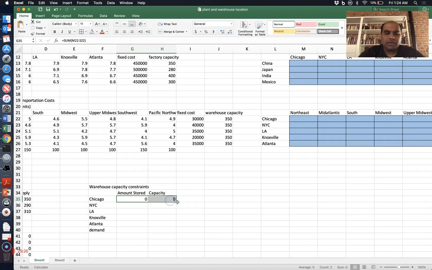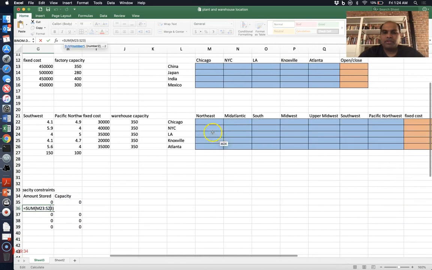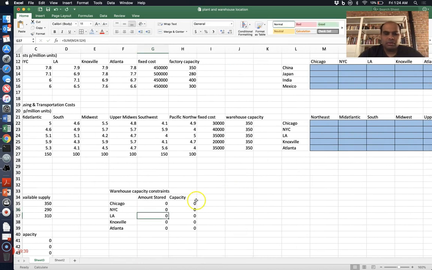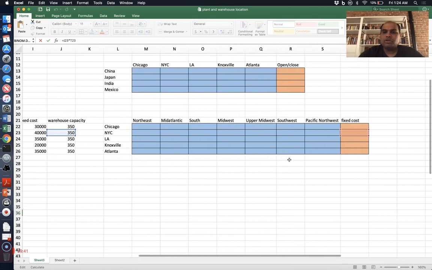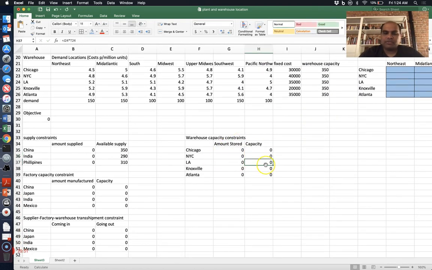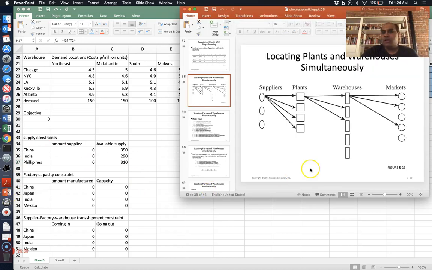Similarly, I can copy this constraint down. So this is everything that is supplied out of the New York location, and this cannot exceed the capacity of the New York location, which is again 350, the capacity times the decision variable yi. Similarly, we have the warehouse capacity constraints. That's the next constraint, and after we write the warehouse capacity constraint, we have to write demand constraints for markets.